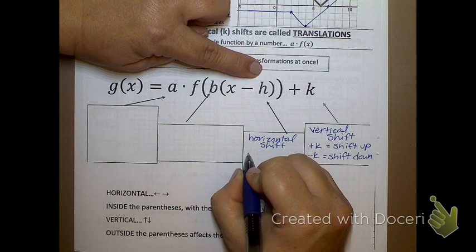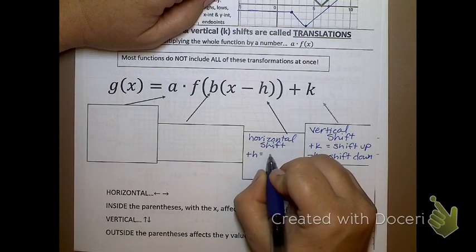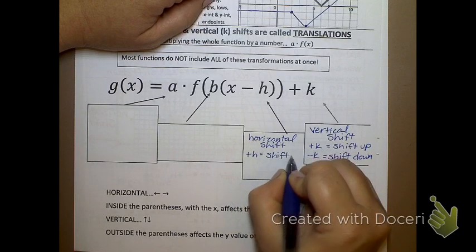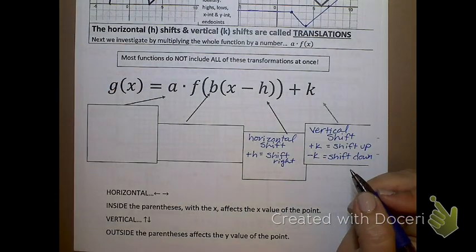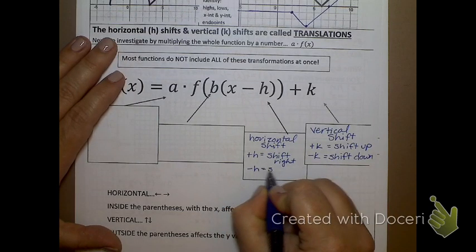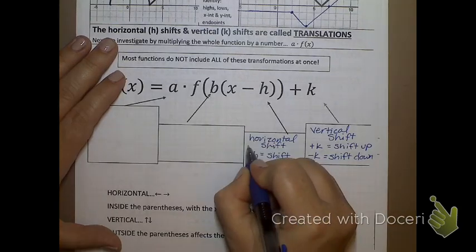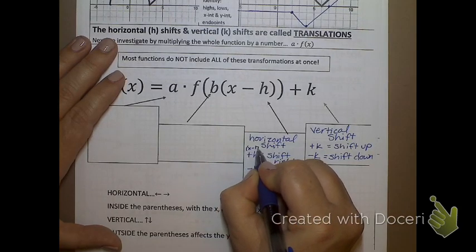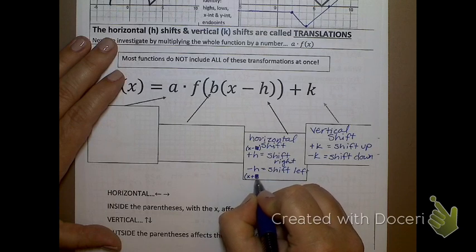When we have a positive H, what do we do? Shift right. Now keep in mind, a positive H is going to look like what? It's going to look like a negative H in the parentheses. A negative H value means we shift left. And remember, X plus H will look like X minus something in your parentheses, and a negative H will look like an X plus something in your parentheses.